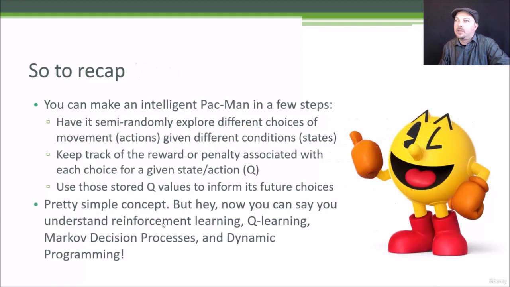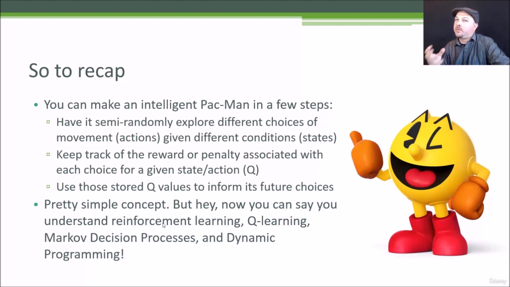Wow. So to recap, you can make an intelligent Pac-Man agent by just having it semi-randomly explore different choices of movement given different conditions. Where those choices are actions, those conditions are states. We keep track of the reward or penalty associated with each action or state as we go, and we can actually discount, going back multiple steps if we want to make it even better. And then we store those Q values that we end up associating with each state, and we can use that to inform its future choices. So we can go into a whole new maze and have a really smart Pac-Man that can avoid the ghosts and eat them up pretty effectively, all on its own.